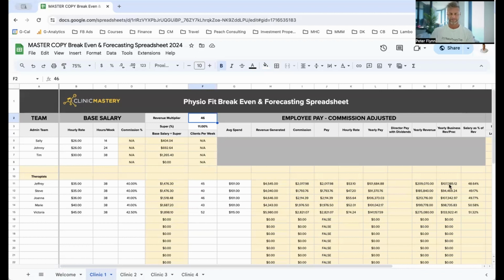If we come down, if we look at this one, this is our yearly business revenue per practitioner. And how we work this one out, just so you understand this, is it's this, take away this. So their total revenue, take away their salary plus super. And this is the revenue that the business gets from that practitioner. And then if we look at the salary as a percentage of revenue, we can see as a percentage of the revenue they bring in, this is what we're paying them. So we can get a pretty good idea of that. And this is a forecasting tool and understanding your break even.